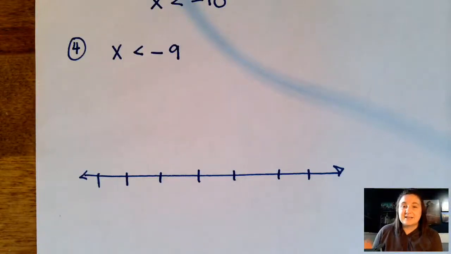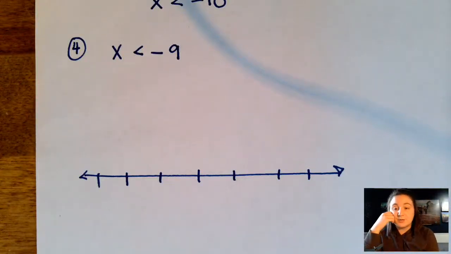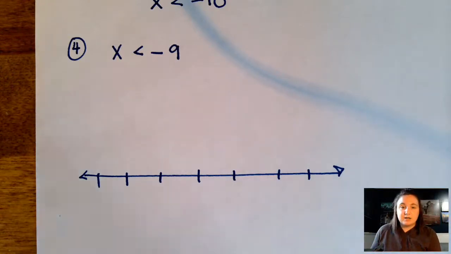Number 4 asked us to graph, basically. So how do we graph this solution set of x is less than negative 9? And we have some options with number lines. And so we have 2 things that we need to do when we are graphing. Really 3 things. The first thing is to fill out our number line.